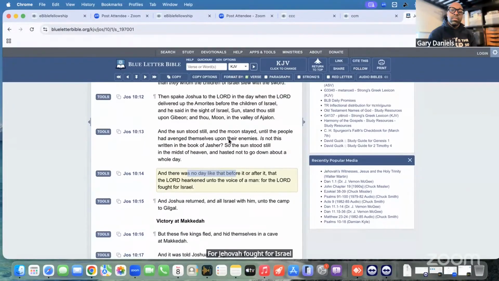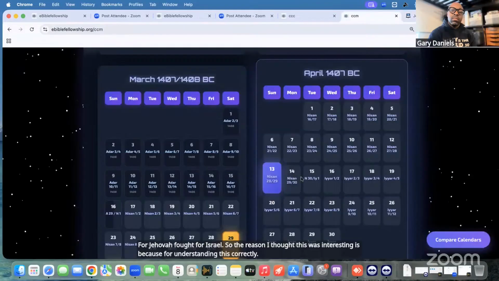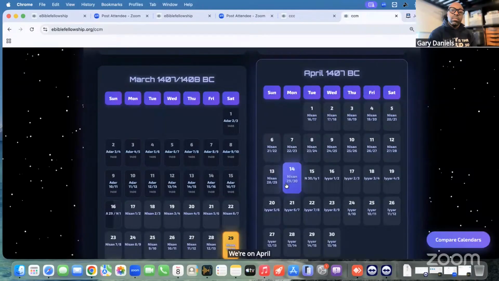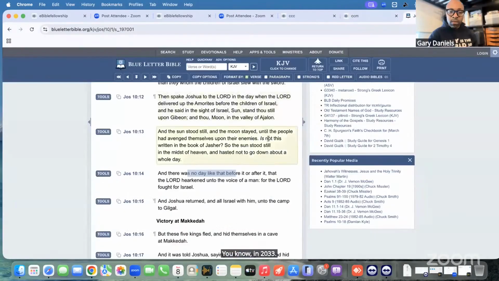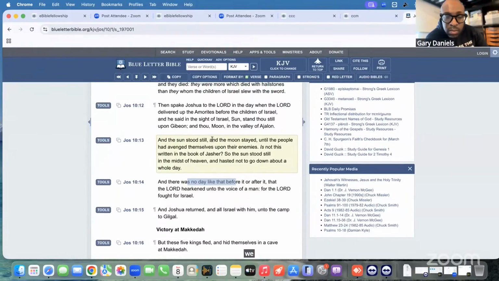So the reason I thought this was interesting is because, if we're understanding this correctly, we're on April 13th, 14th, because that's part of the 29th year. And this is the same date for Passover. If we counted correctly, this is the same date for Passover in 2033. So it'd be interesting if we... I don't know if we have enough information to.